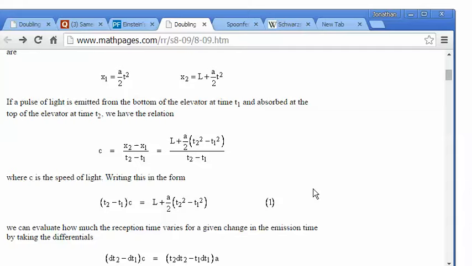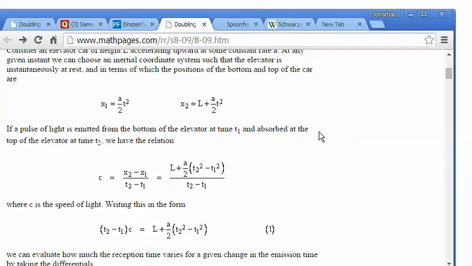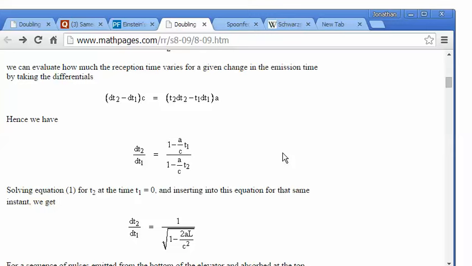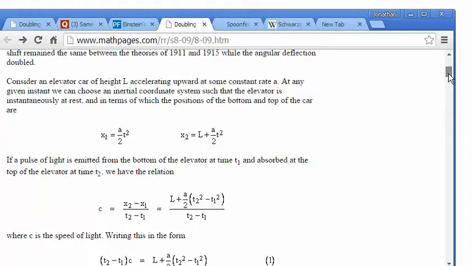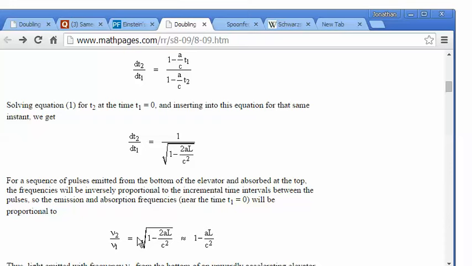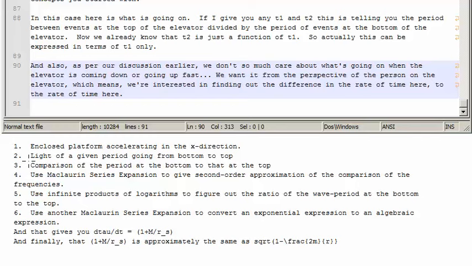And here is where I am in the derivation. We've gone, okay, from there, doubling the deflection. I went to here, saw those equations, and there I am. That's how far I've gone, just less than about one page in here. And the next step is where we come to what I was calling step 3 earlier. Because I outlined this earlier and said, one, we consider an enclosed platform accelerating in the x direction. Consider light of a given period going from the bottom to the top. We compare the period at the bottom to that of the top. Okay, it was actually step 4.